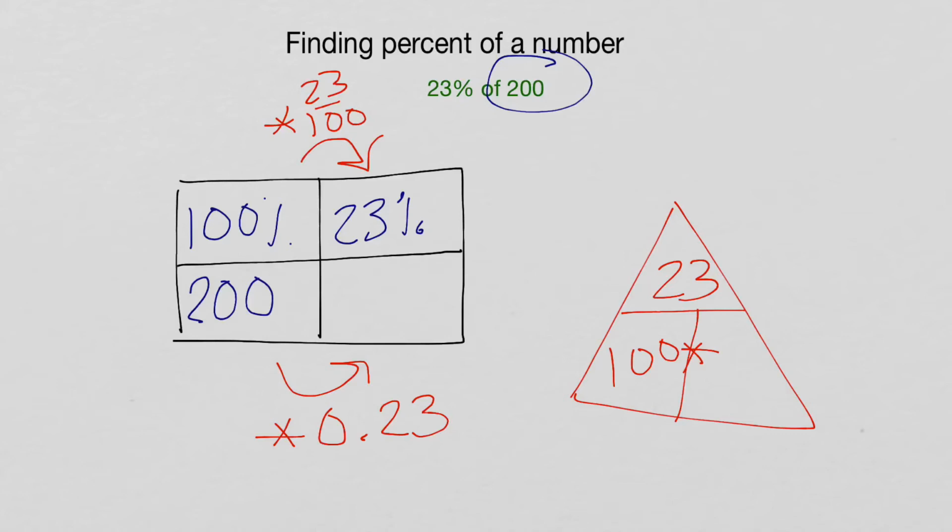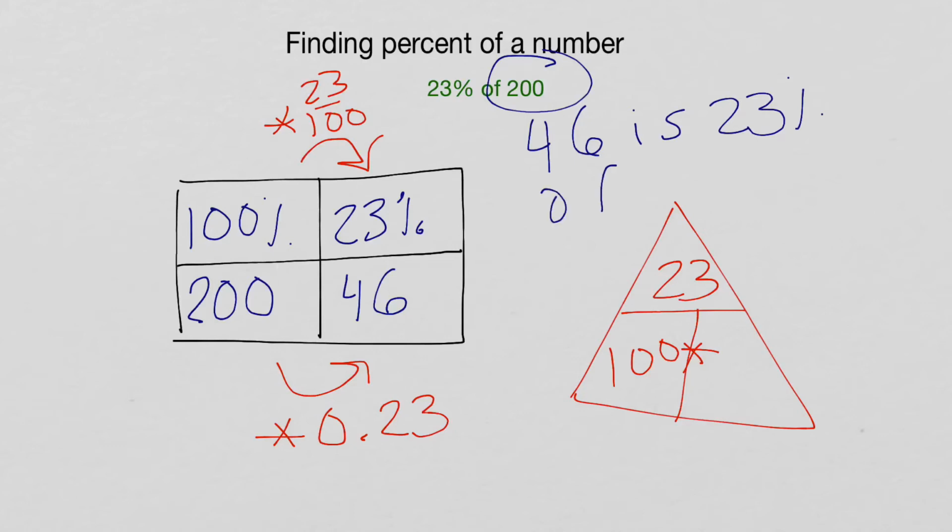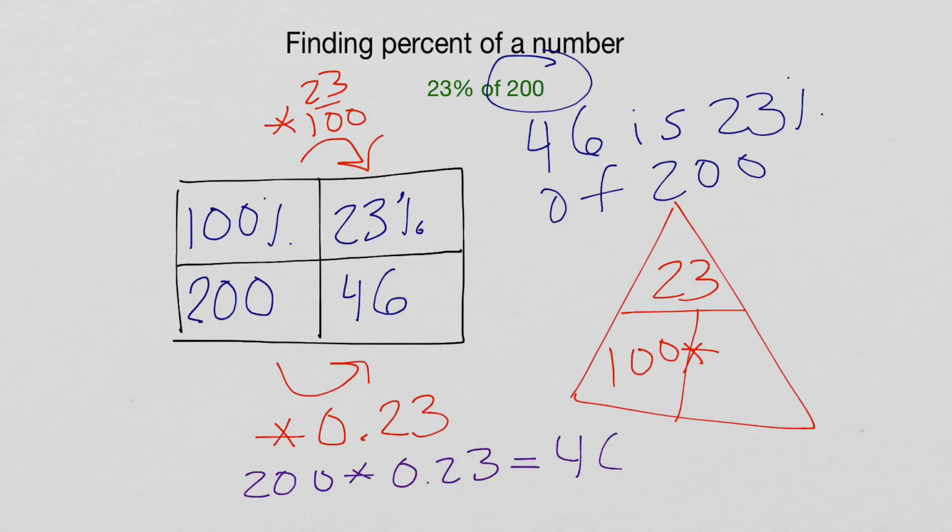200 times 23 hundredths would give you 46. So again, 46 is 23% of 200. If you were writing the equation, we would have 200 times 23 hundredths equals 46.